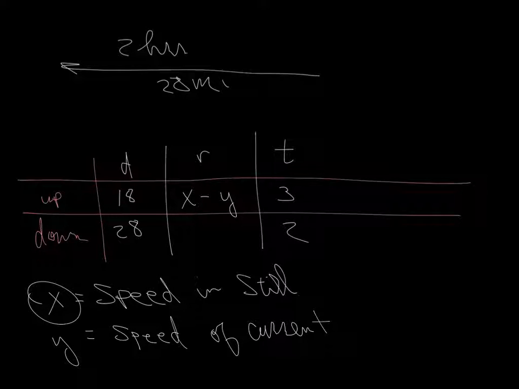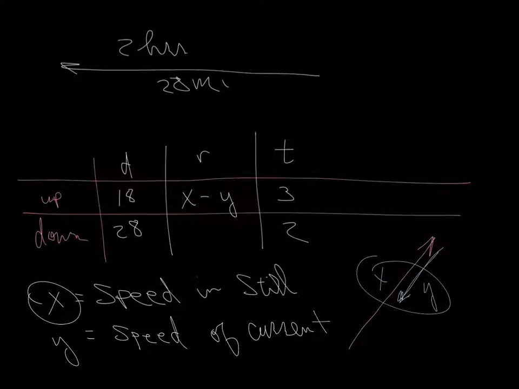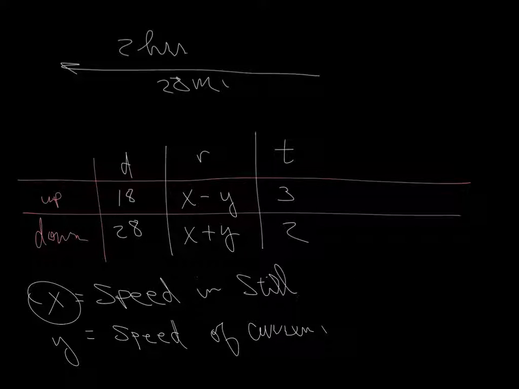Okay, so when we're going upstream, you've got a current pushing it this way, y. So we have x going upstream, y pushing against it, so the rate is going to be the speed the boat's trying to go minus the speed of the current. Now when it's going downstream, it's going to be going the speed in still water plus the current is going to help it. So the speed of the current is going to help, so it's x plus y. Alright, so that gives me this nice little table here that I can start messing around with.